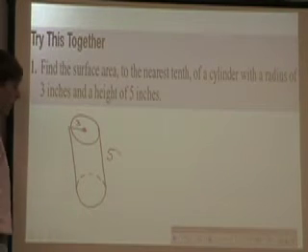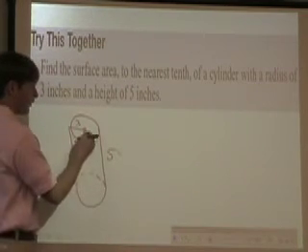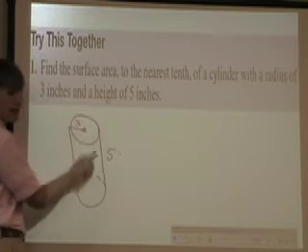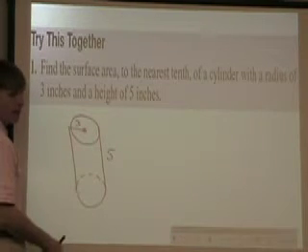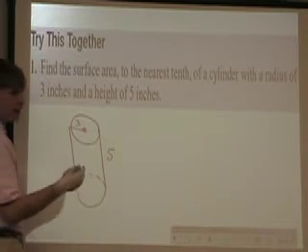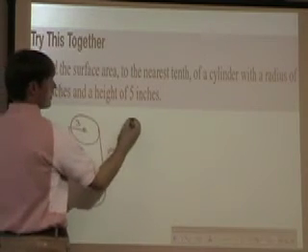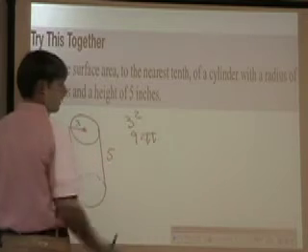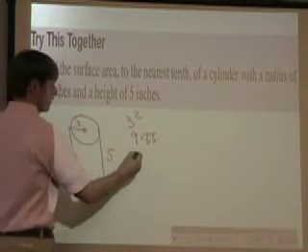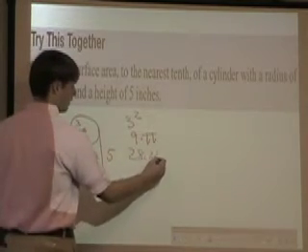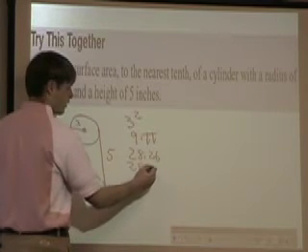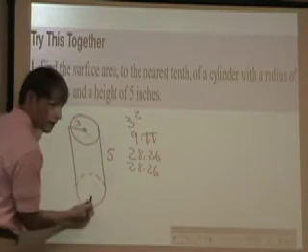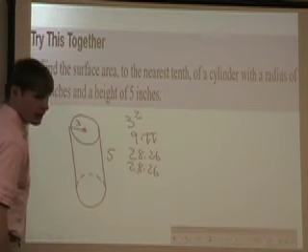Now, I've got to first find the area of the circles and add them up. We know the formula is pi r squared. So r is 3. 3 squared is 9 times pi is what? 28.26. And you write that twice because there's 2 circles. See? 2 circles, 2 surface areas.